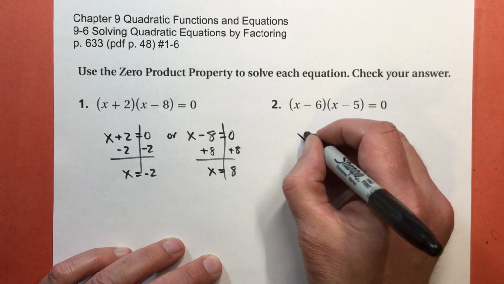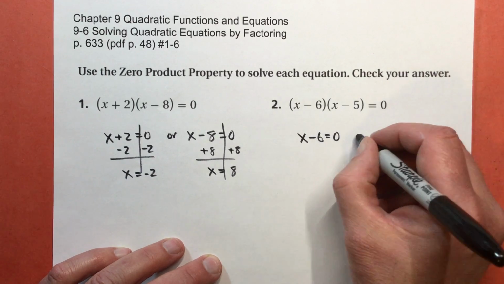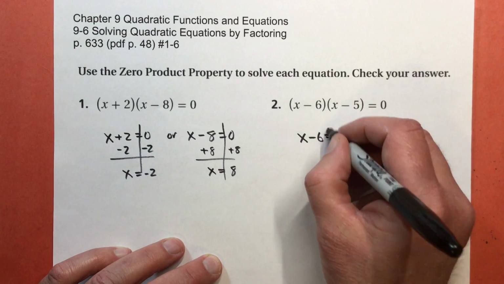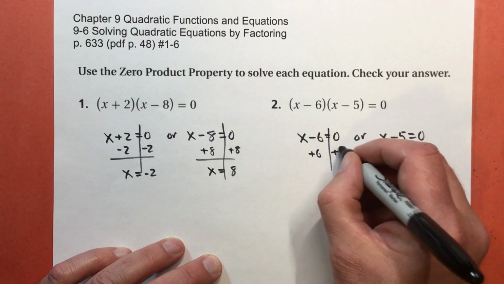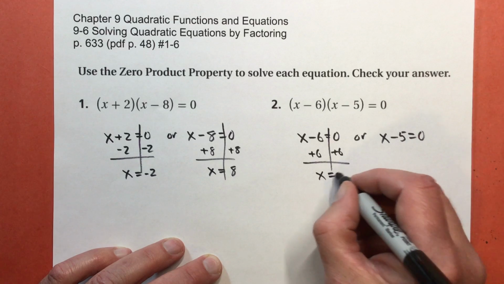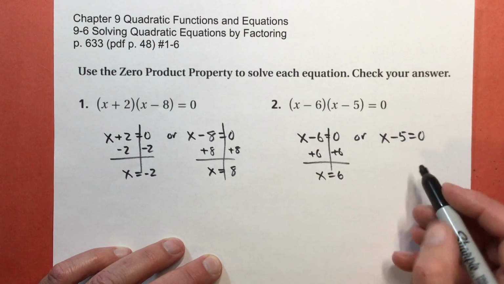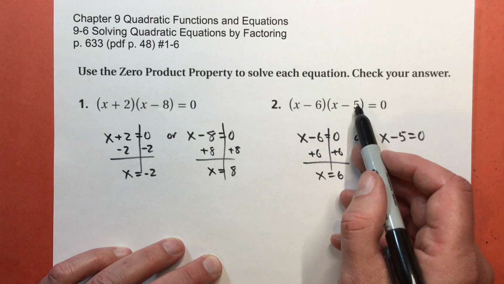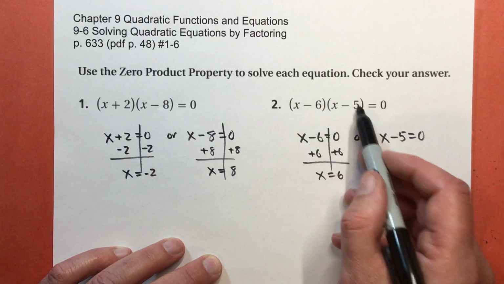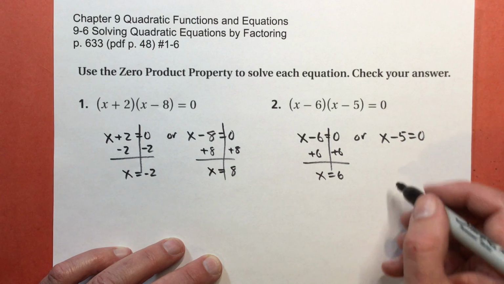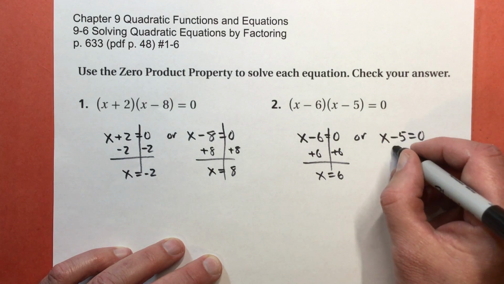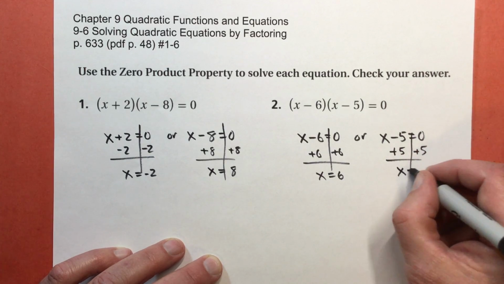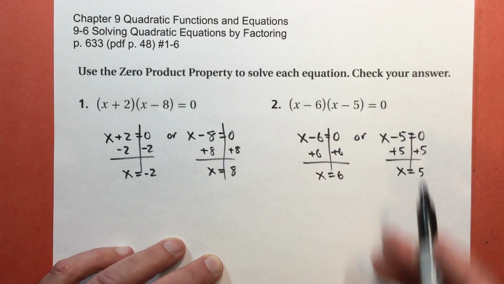Problem number 2, I get x subtract 6 equals 0, or x subtract 5 equals 0. Add 6 in this equation. I get x equals 6, which will make this equal 0. So it doesn't matter what this is. This will be 1. 6 minus 5 is 1. 0 times 1 equals 0. But it doesn't matter what this is. 0 times anything equals 0. For the other part, I'm going to add 5, and I get x equals 5. And of course, 5 subtract 5 equals 0.